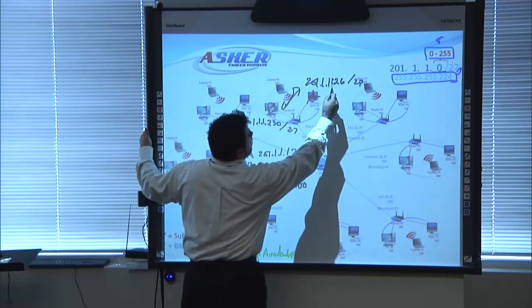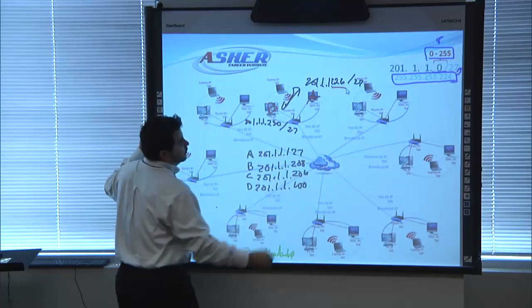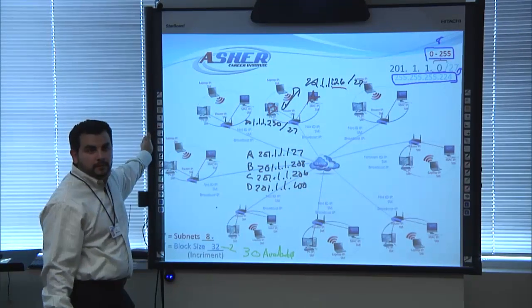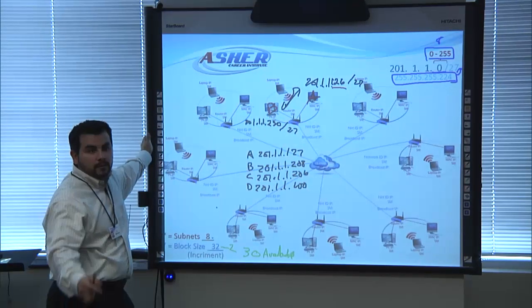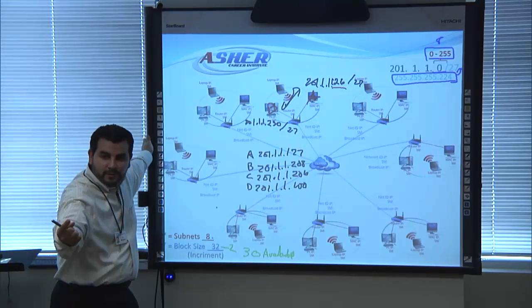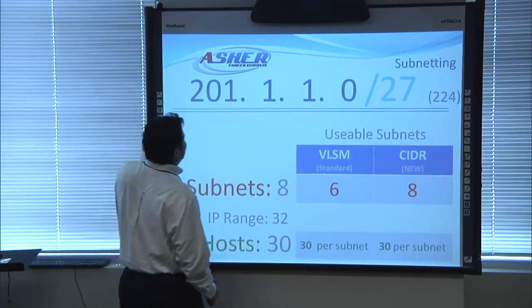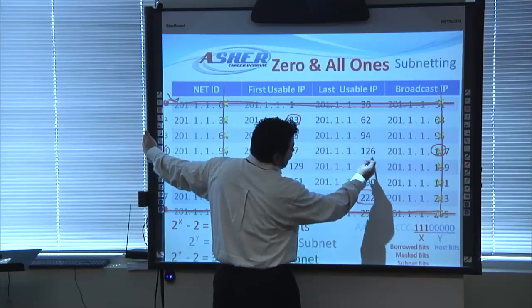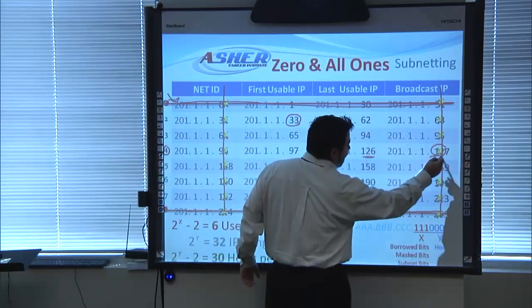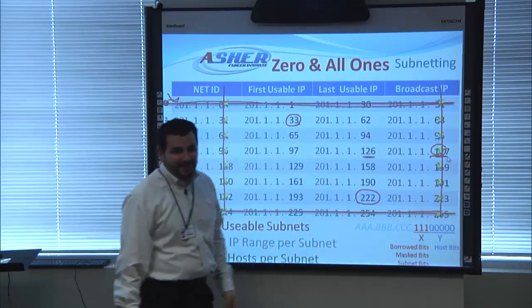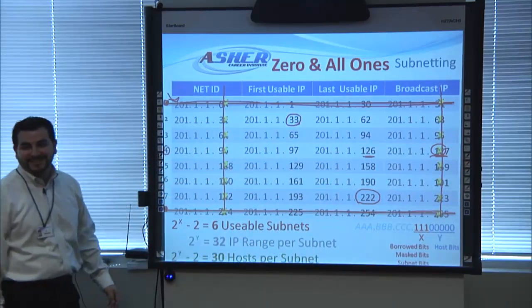Would 126 be able to talk to 127? Well, 126 is one IP address away. Why can't it talk to it? It's a broadcast. You mean it can't talk to one IP address away? That's a broadcast. No, it can't. Correct, because it's a broadcast.